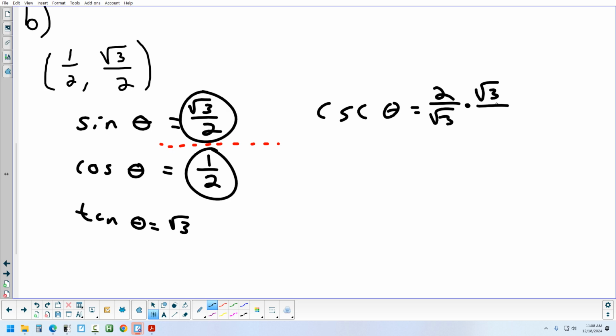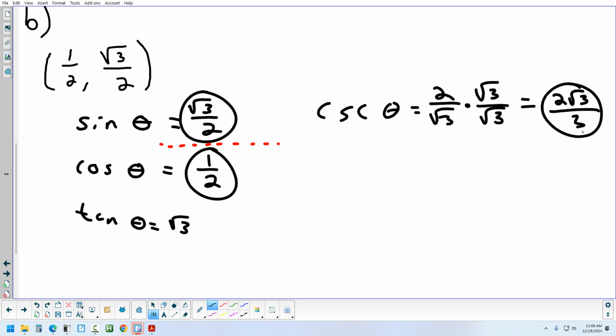So what would have to go in the denominator? If you put 1 in the denominator, you're not multiplying by root 3. Root 3. So you're going to multiply by root 3 over root 3. What do you get when you do that? 2 times root 3 over root 3 squared, which is 3. So 2 root 3 over 3.